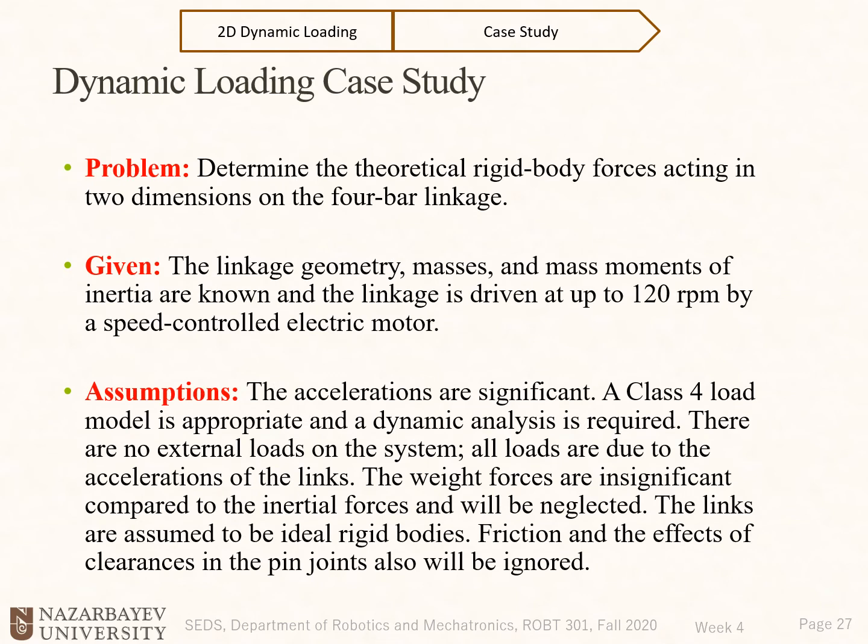Okay, we'll have one example for dynamic load analysis. This is another case study of the book. In this case study, the problem is determining the theoretical rigid body forces acting in two dimensions on the four bar linkage. So we have a four bar linkage mechanism, and we want to do some force analysis. What are the givens? The linkage geometry, masses, and mass moments of inertia are known, and the linkage is driven at up to 120 RPM by a speed controlled electric motor. Okay, so this is a given.